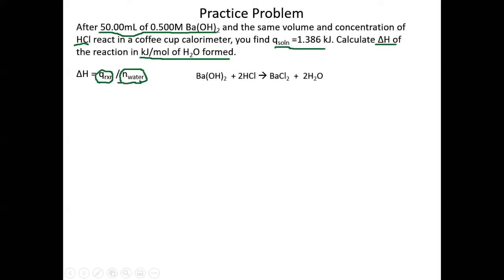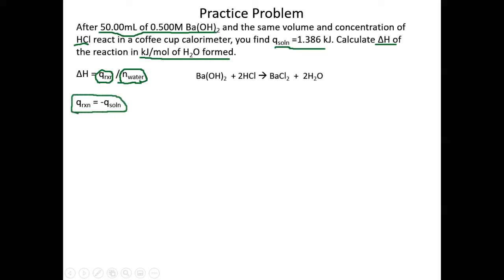Since this is an acid-base reaction, we have to write a balanced chemical equation. So barium hydroxide plus HCl gives us barium chloride and H2O. We know the fundamental principle of coffee cup calorimetry: Q of reaction equals negative Q of solution. So if we find the Q of solution, we can find the Q of reaction. And the Q of solution is given to us up here, 1.386 kilojoules. So now we can find Q of reaction, we just make it negative.